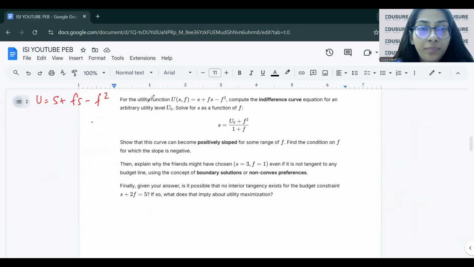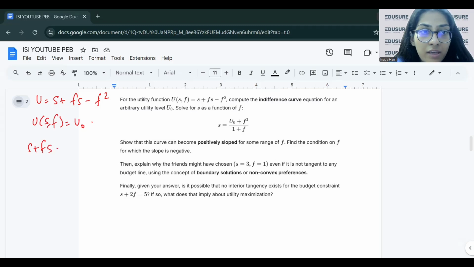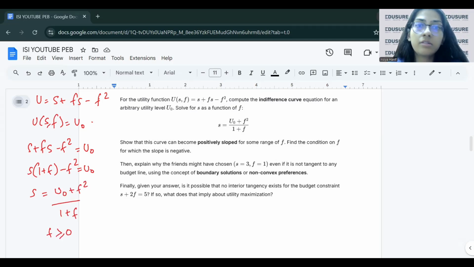अब part D करते हैं. For the utility function, compute the indifference curve equation for an arbitrary utility level u naught, solving for s as a function of f, okay. तो ये एक part करते हैं, then we go to the next step, okay. So basically u of s,f is equal to u naught. So s plus fs minus f square is equal to u naught. s of 1 plus f minus f square is equal to u naught. s is equal to u naught plus f square by 1 plus f, okay. And यहाँ पे f is going to be greater than 0. So that is the indifference curve equation, okay.